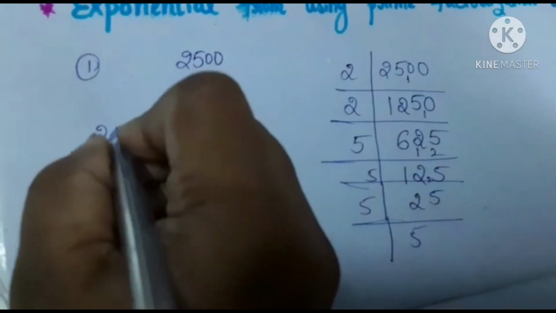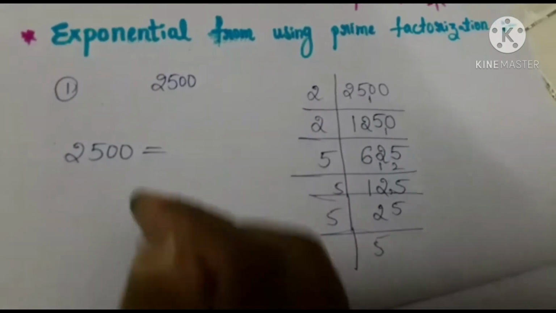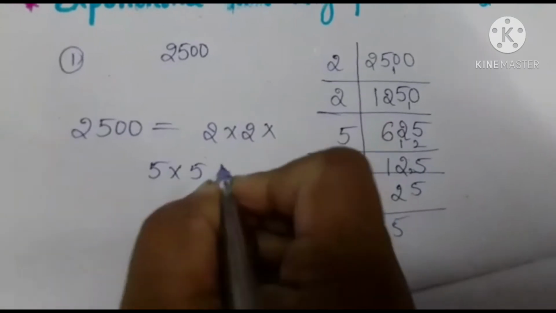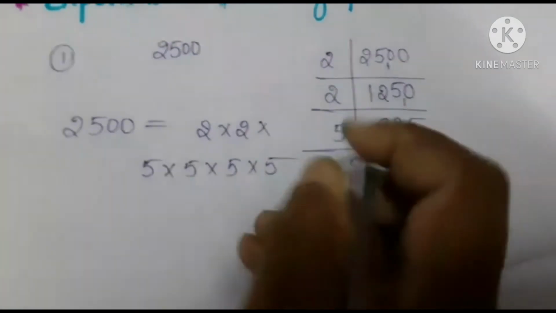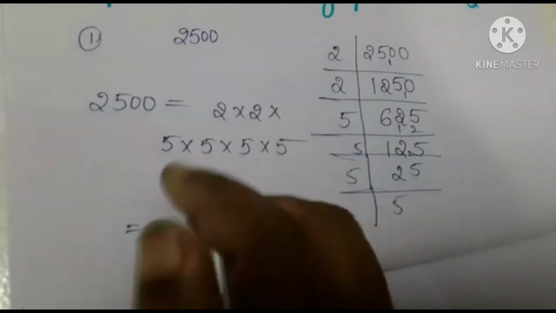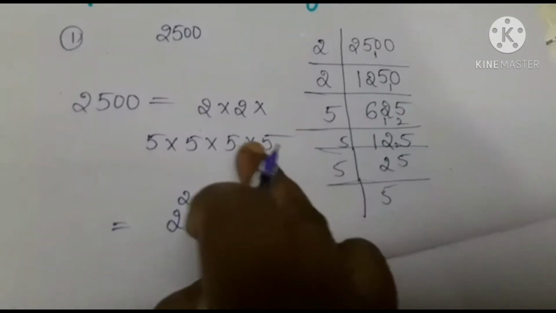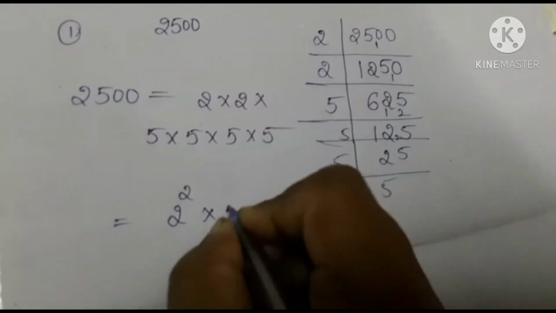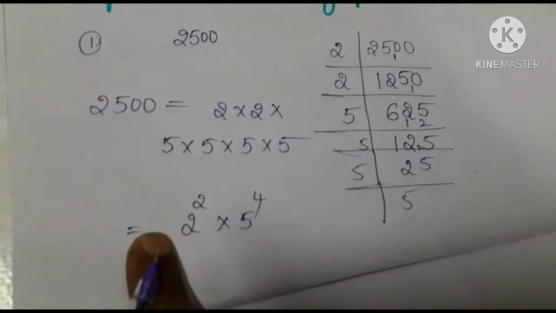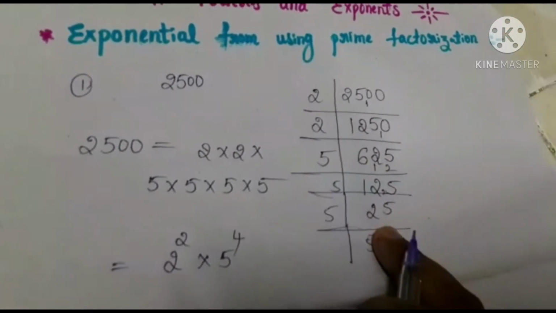So 2500 equals 2 into 2 into 5 into 5 into 5 into 5. How to write that in exponential form? Now 2 into 2, how many times repeated? 2 times. That is called 2 square. So 5, how many times repeated? 4 times. That is called 5 power 4. Now 2500 exponential form is 2 square into 5 power 4, using the prime factorization method.